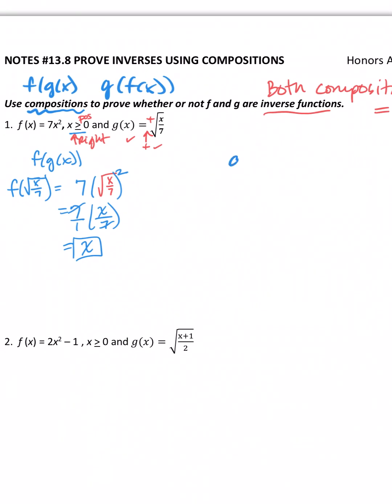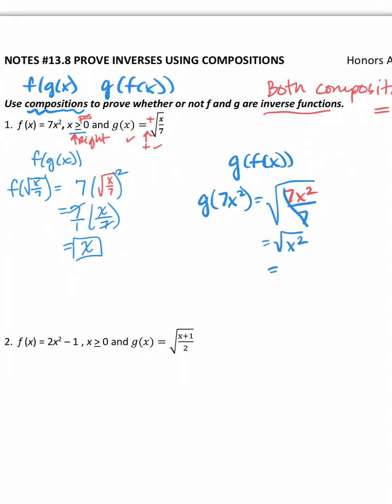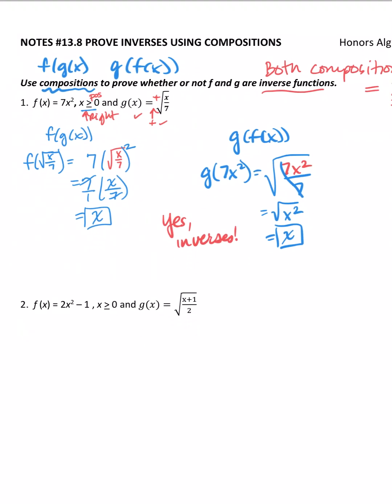Now let's switch it around. Let's do g of f of x. So I'm going to do g, and I'm going to plug f into it. So I'm going to put 7x squared into the g function. So let's put in that 7x squared over 7. Now let's go back and clean it up. The 7s will divide out, and I'm left with the square root of x squared, which is just x. Now, since they both came out to be positive x, we are good to go. So we can say, yes, they are inverses, and we've given our algebraic proof.